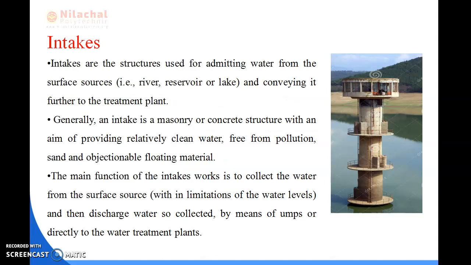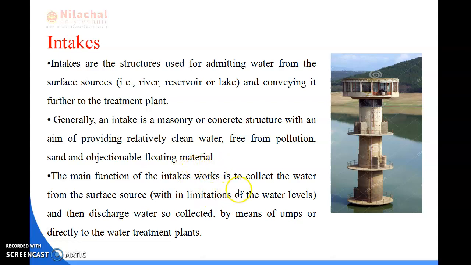So next we will be reading about intake structure. What do you mean by intake structures? Okay, you can see here the images of intake that I have shown. Intake means the structures which are used for admitting the water from the surface sources, that is river, reservoir or lake, and conveying it further to the treatment plant. An intake is a masonry or concrete structure with an aim of providing relatively clean water which is free from pollution, sand and objectionable floating material.